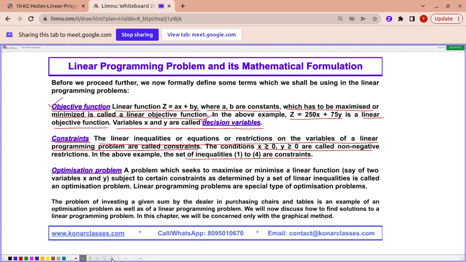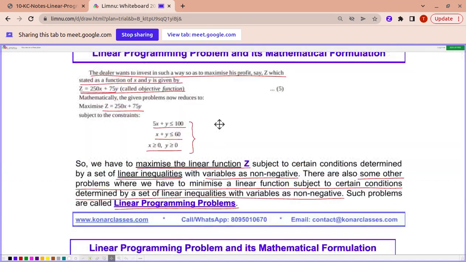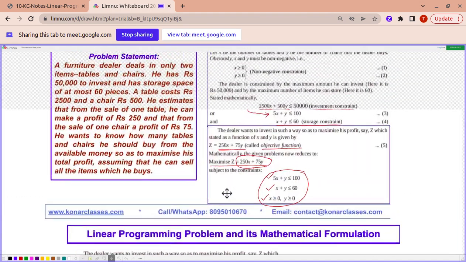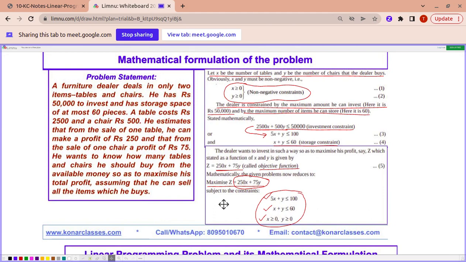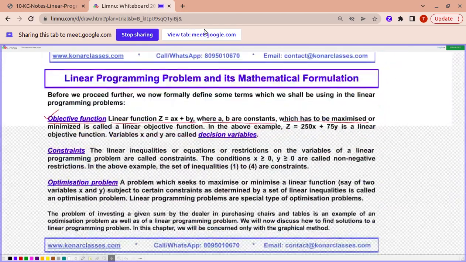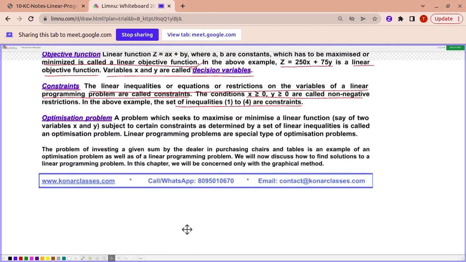Let me take you to the previous slide and show you once more. These are the equations, equation 1 to 4. This is equation 1, x greater than equal to 0; this is equation 2, y greater than equal to 0; this is equation 3, 5x plus y less than equal to 100; and the fourth one, x plus y less than equal to 60. So, these are the constraints. Now let me come back to where I was discussing.